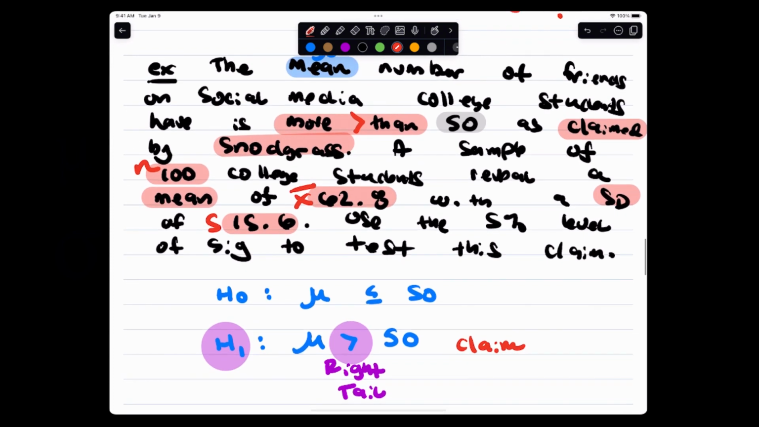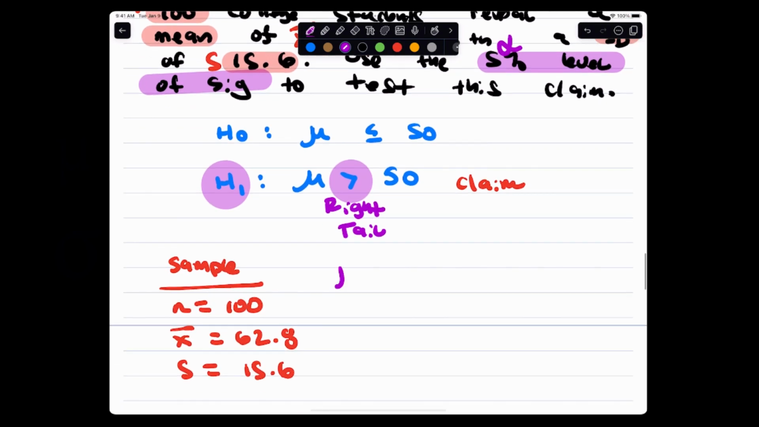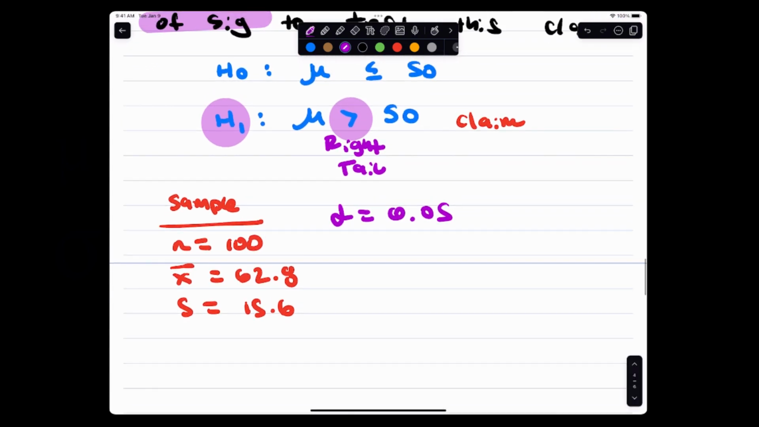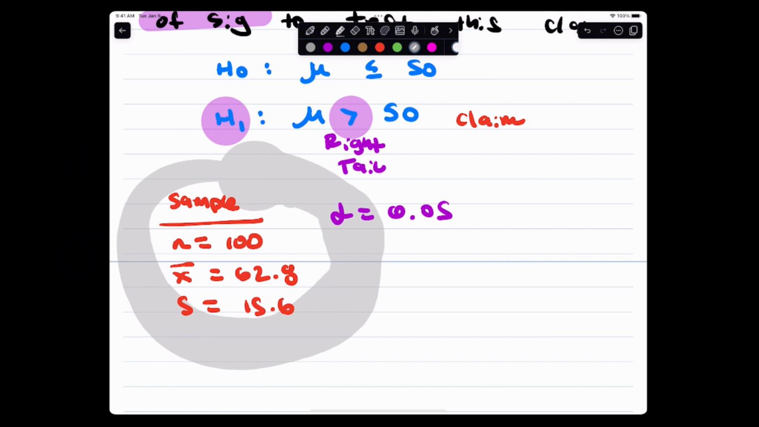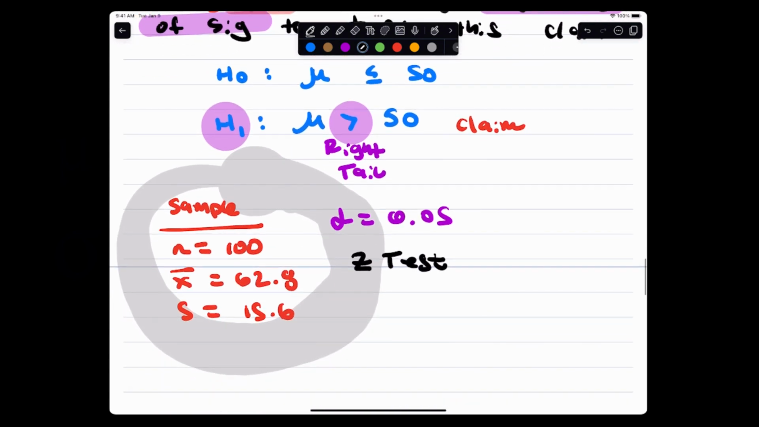Okay, because we're going to use what level of significance here? 5%. Is your alpha. So you guys have all the information now that you need to use. What's the command? What's it called? The z-test, okay? You're using your z-test.